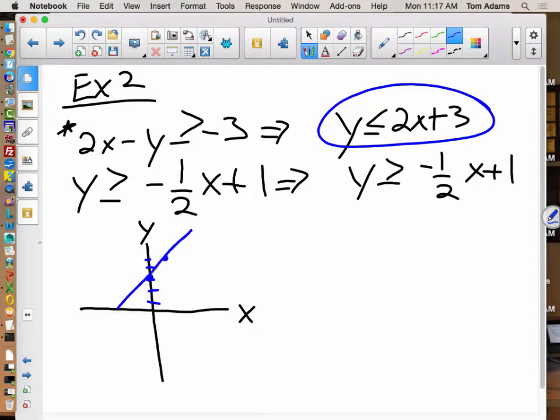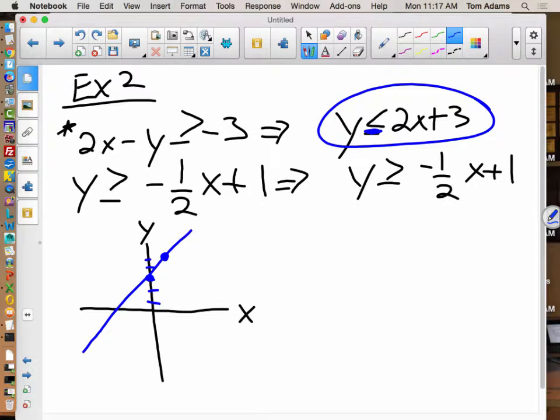So if I draw a straight line, why am I drawing a solid line? Can somebody answer me that? It's less than or equal to. Because of this equal to symbol, right? If that equal to symbol wasn't there, I'd draw a dashed line, right? Okay. So I'm not drawing a dashed line. That means I'm including all the x and y values on the line. Does that make sense?